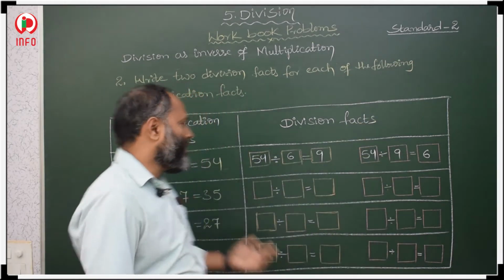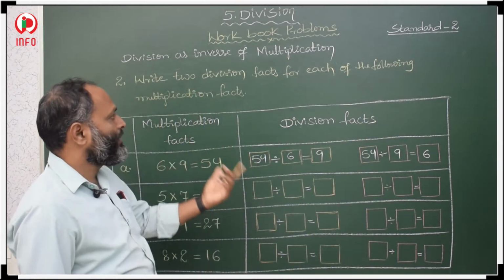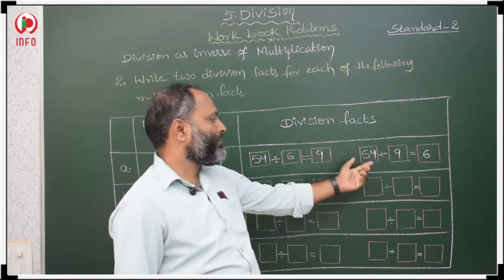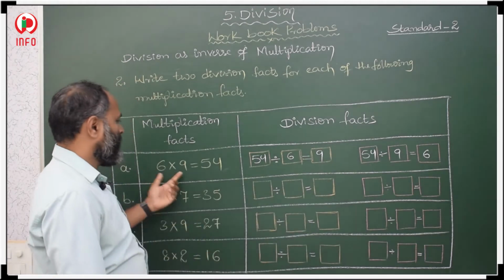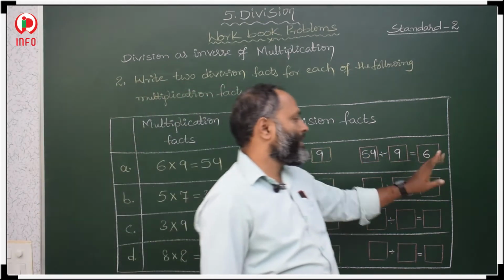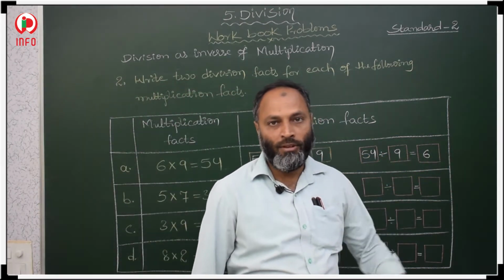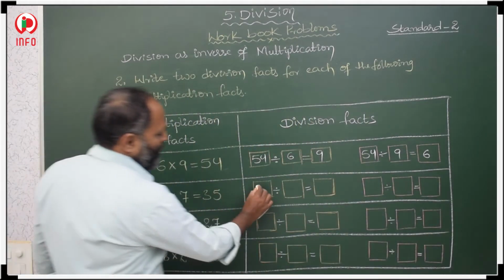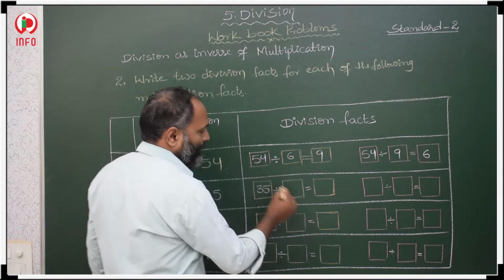Then how do we write a multiplication fact as two division facts? First we take the product, then after that 6 and 9, 9 and 6 we write. Over. The next, here what is the product? 35. So, we write 35 and 35 here.